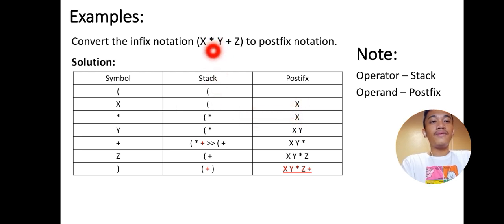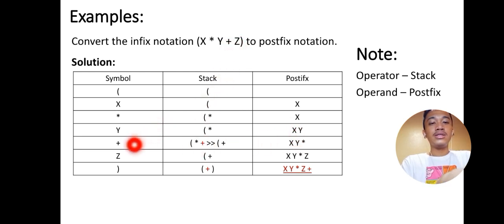Next, we have the multiplication symbol. The multiplication symbol is an operator, so we need to input it in the stack section next to the open parenthesis. And the postfix, nothing happened. Next, we have the Y symbol, and Y is an operand, so we need to input it here in the postfix section. So the stack is still the same, and our postfix now is X, Y.